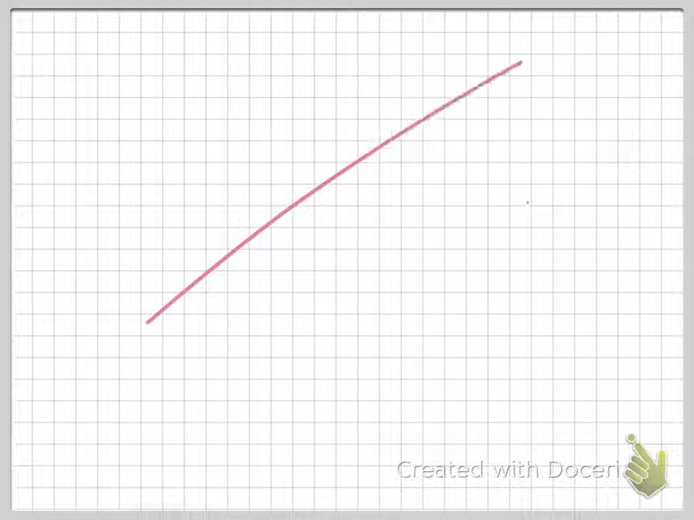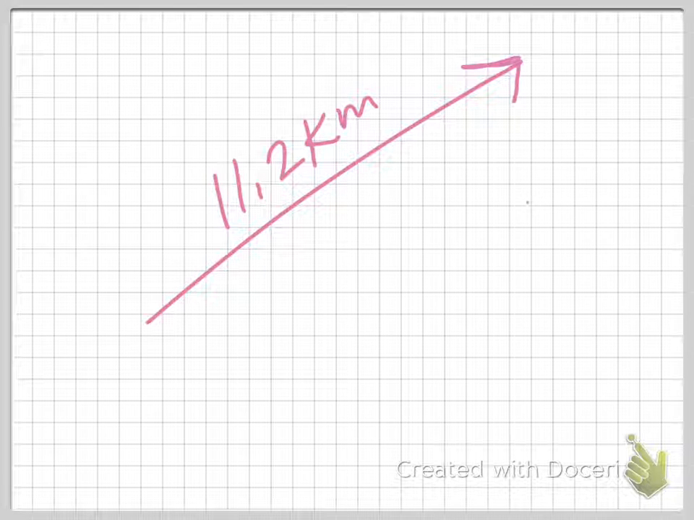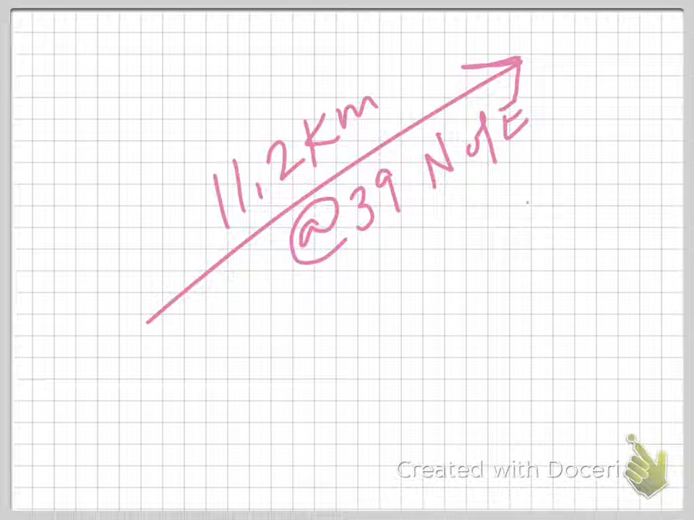If I tell you that you have traveled at some heading, maybe you've traveled 11.2 kilometers at 39 north of east. But what you actually want to know is how far north of a given point you are. The tools that we used yesterday won't get you that.